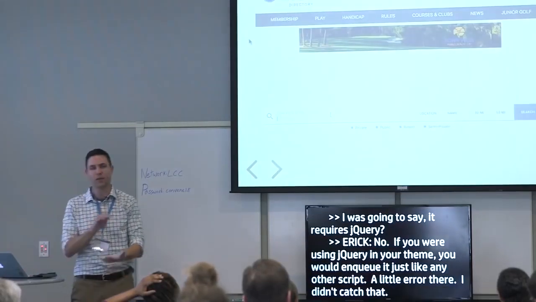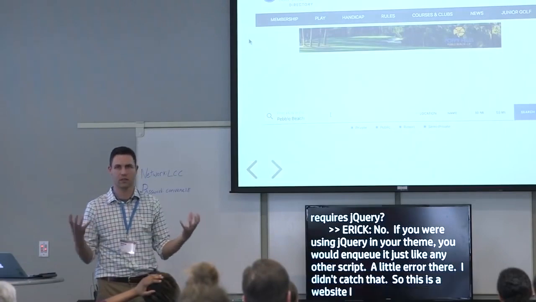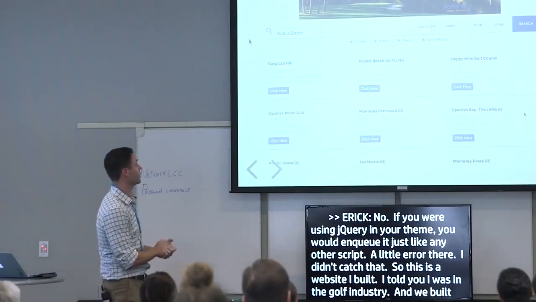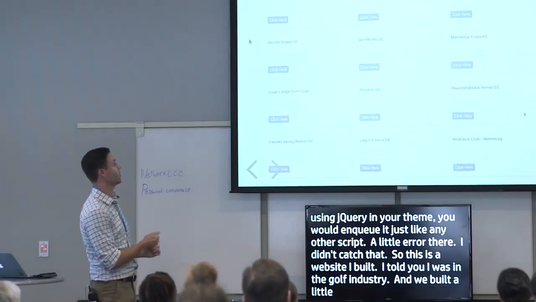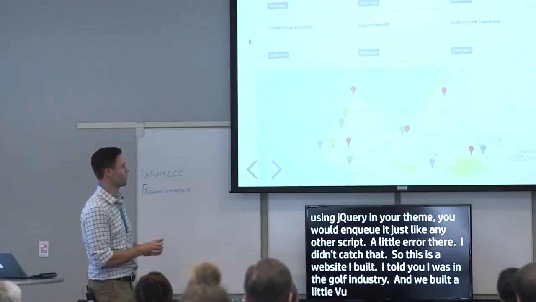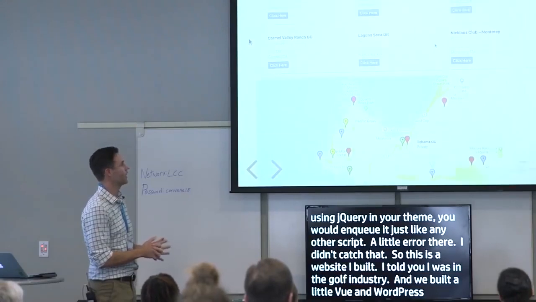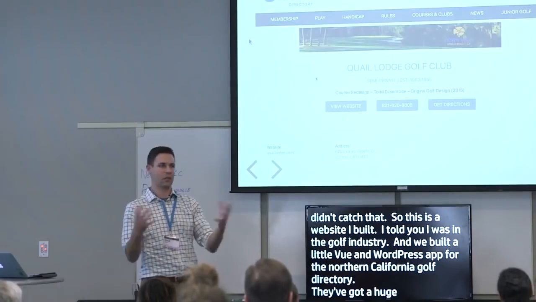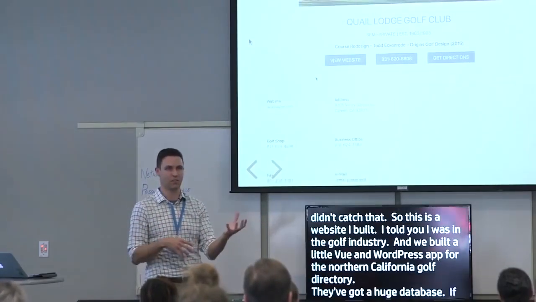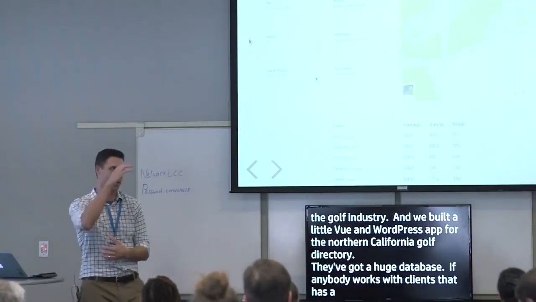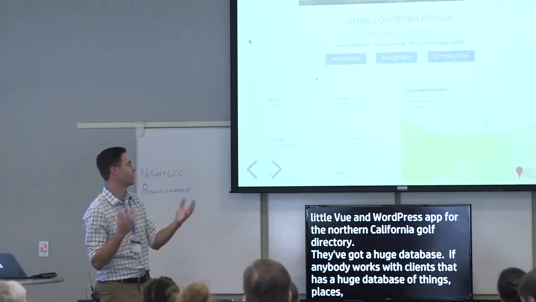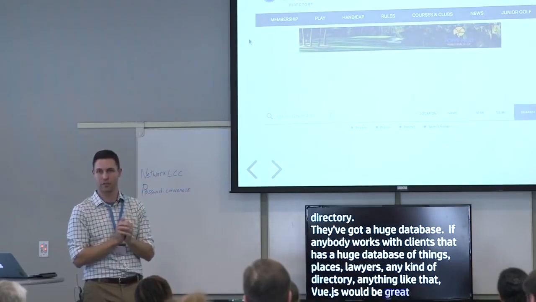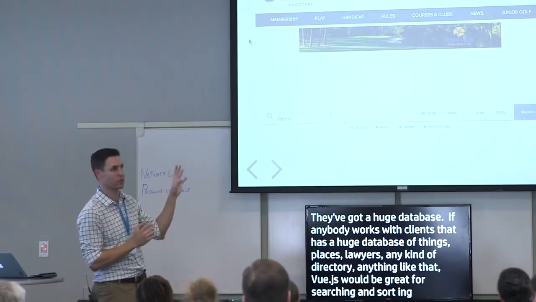All right, so this is a website I built. Again, I told you I was in the golf industry. And we built a little Vue and WordPress app for a directory, the Northern California Golf Directory. Basically, they've got a huge database. If anybody's worked with clients that have a large database of things, of places, a list of lawyers, any kind of directory, Vue would be great for searching and sorting on the front end. And that's pretty much what this was.